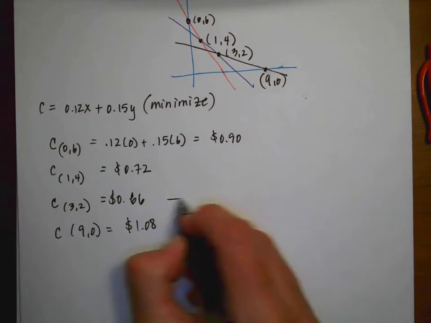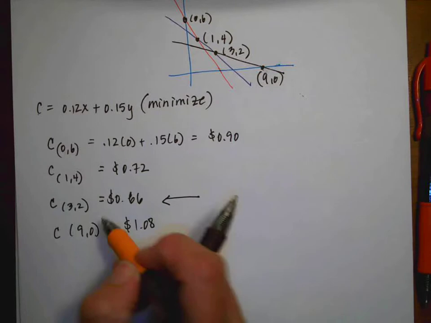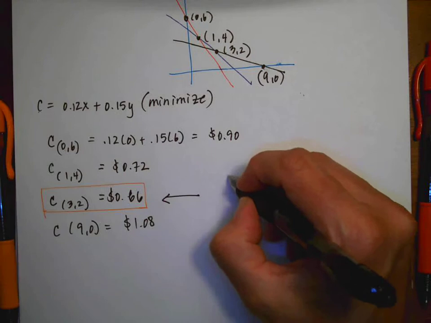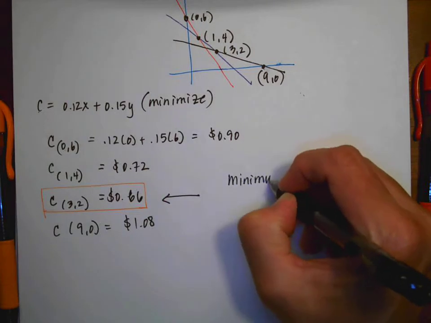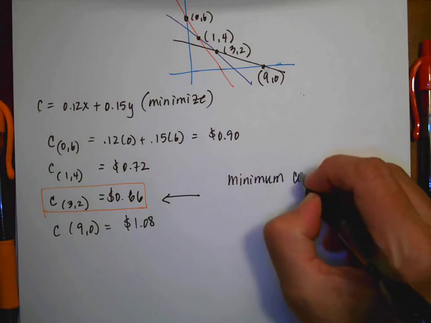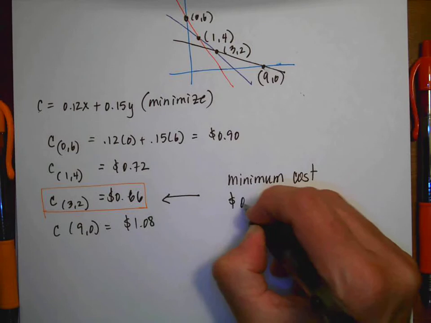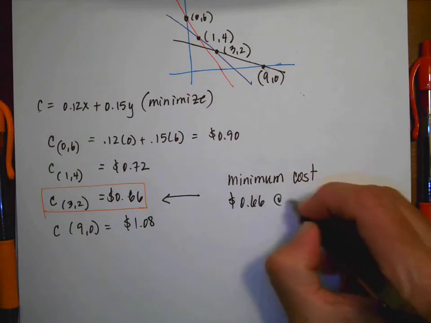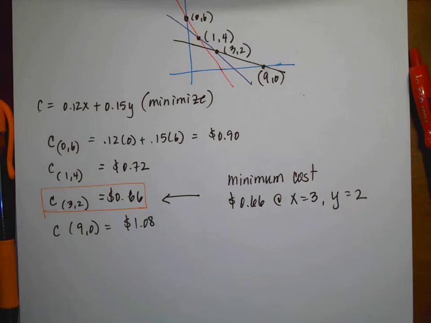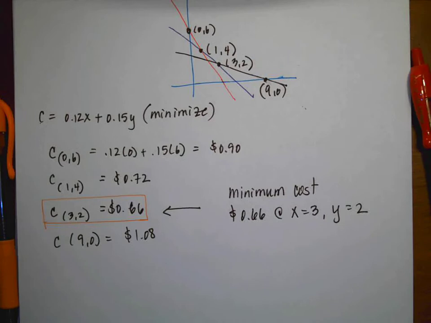So if the goal was to minimize our cost, the minimum cost happens right here at 0.66. So then I would write my solution as my minimum: the minimum cost is going to be 0.66, and it's going to happen when x is equal to 3 units and y is equal to 2. And then that would be it. So they're really not difficult problems, but occasionally it can be difficult to find those vertices.